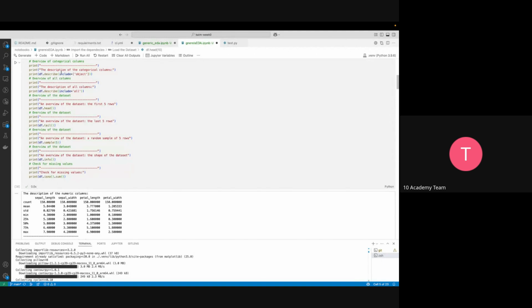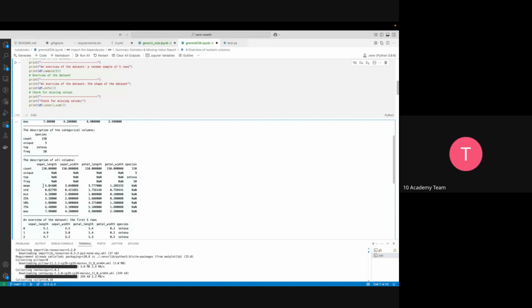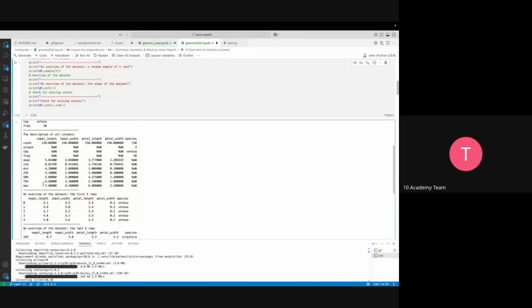Okay, so describe include object. Here you can see the count is 150, which means that there are no null values. We have 3 unique values, and the one on top is setosa, and the frequency is 50. Actually, the frequency for all is the same: 50, 50, 50. Okay. And this is for all.